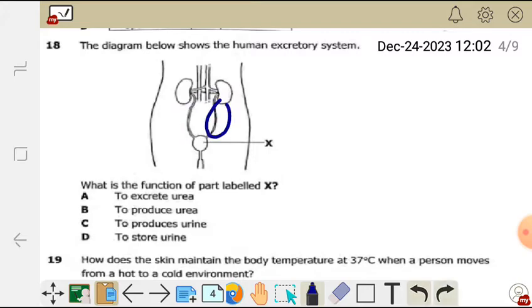So that ureter is going to collect the urine which is formed by the kidneys and pass it to the bladder where it is stored. So the bladder is going to store urine, and then when you feel the urge to urinate, that urine from the bladder will be passed out. It will be excreted. So the correct answer for question 18 is D. The bladder stores urine. D is the correct answer.